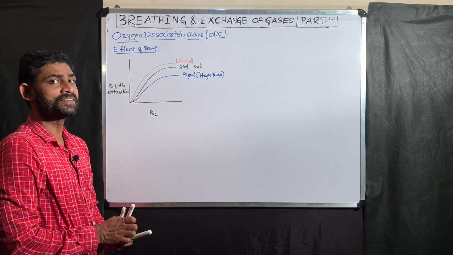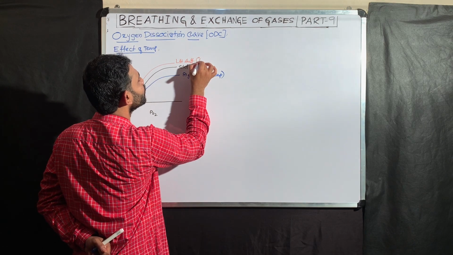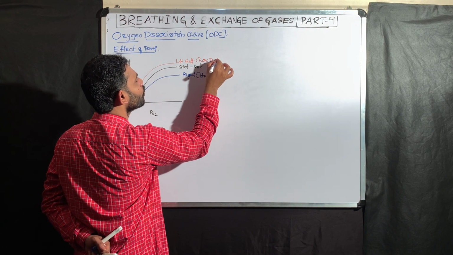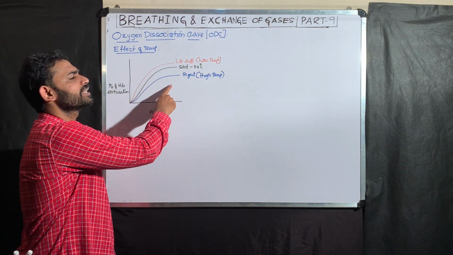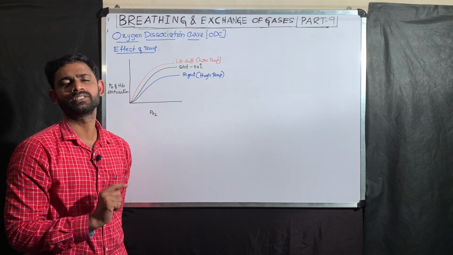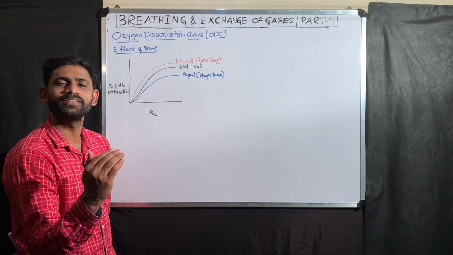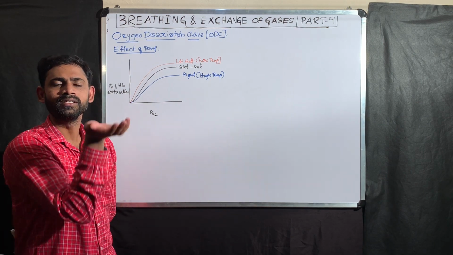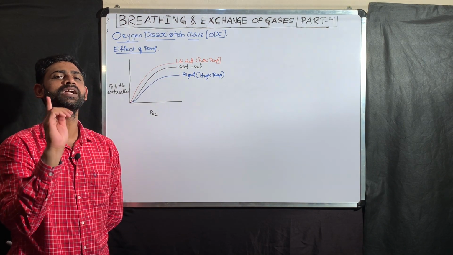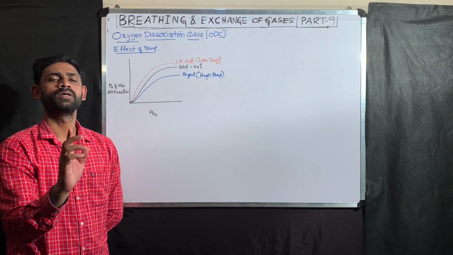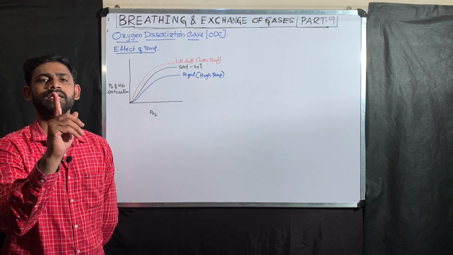What about the left shift? Left shift means low temperature or high temperature? Definitely that is a low temperature, meaning lower than 37 degrees centigrade. That means when the temperature is higher than the body temperature, the standard ODC shifts towards the right side. If the temperature is lower than the body temperature, the standard dissociation curve becomes a left shift. First you need to understand what the left shift and right shift are. Left shift means more affinity. Right shift means less affinity between the hemoglobin and oxygen.